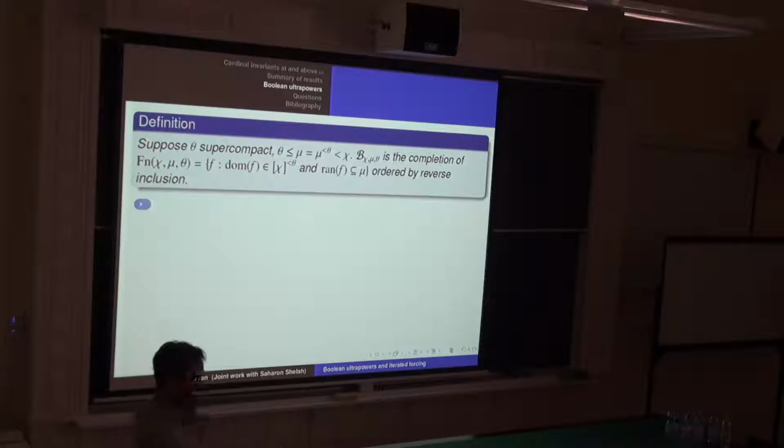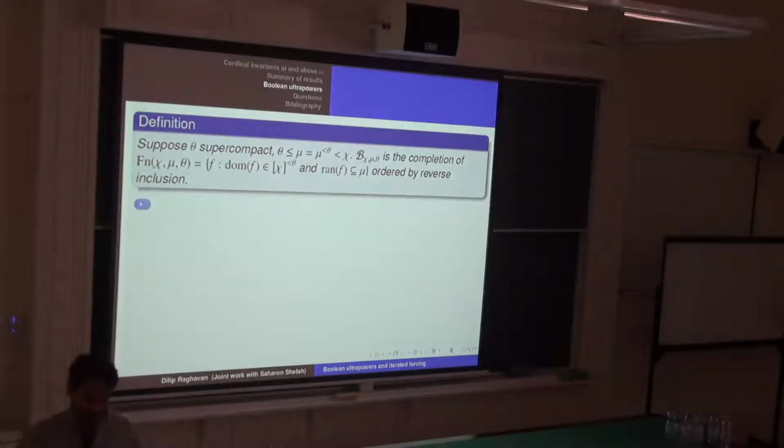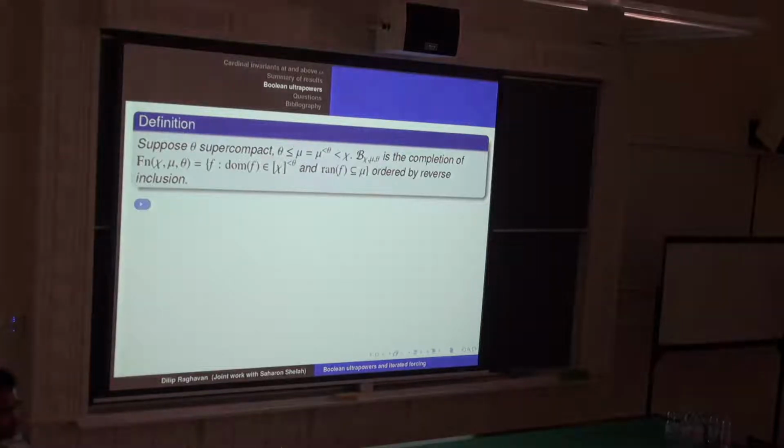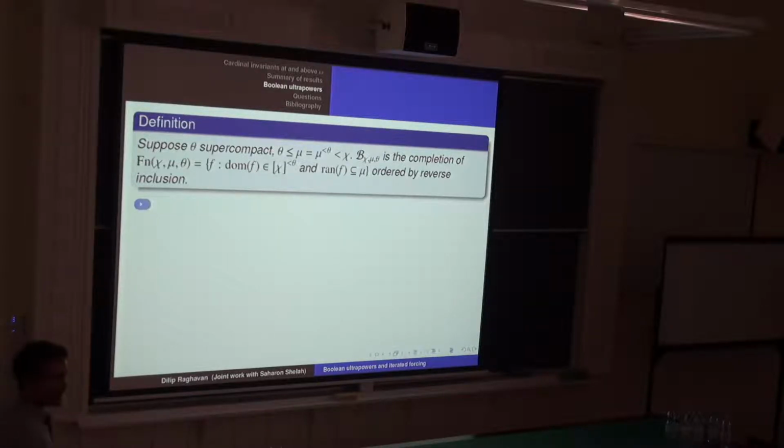Of course, this is not what we force with, right? This is just where D is going to be. And then we have some other forcing, and then you take the Boolean ultrapower of that forcing by a theta complete ultrafilter on this Boolean algebra. And then you have to show that various types are realized.